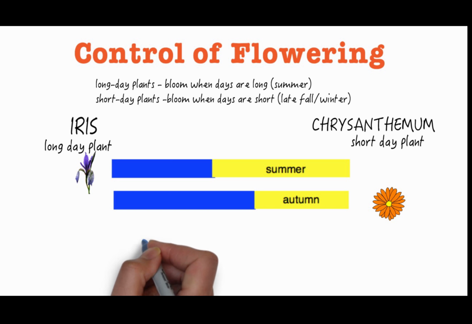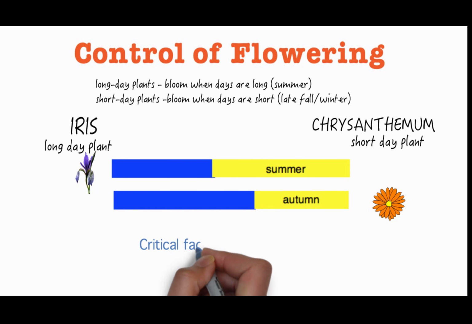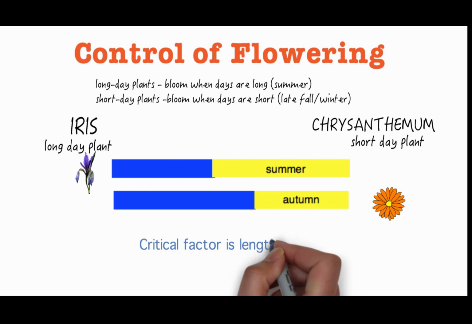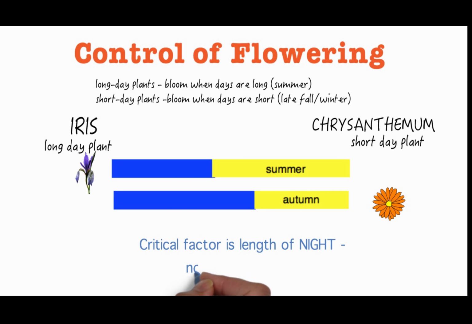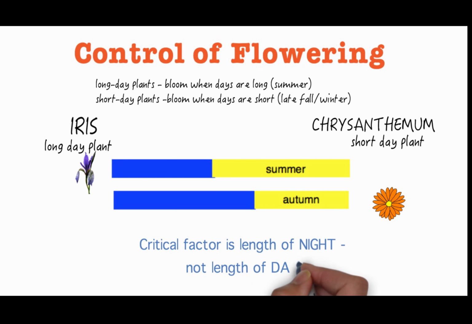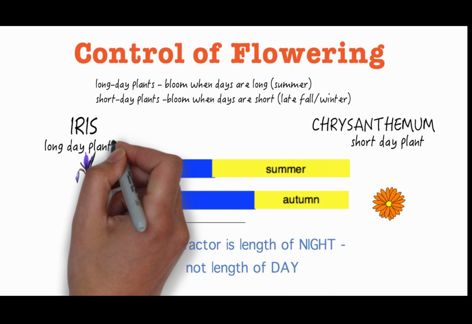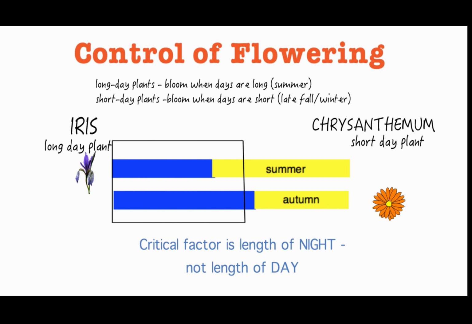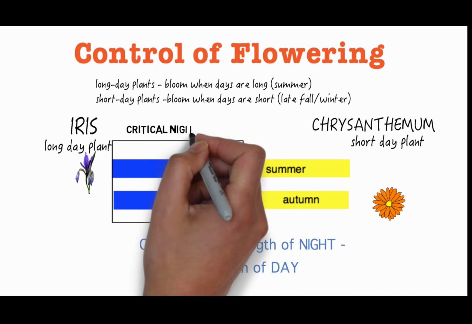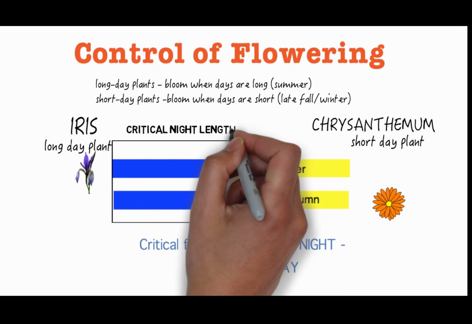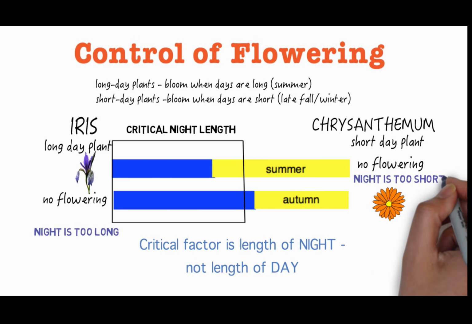The control of flowering is achieved through a process called photoperiodism. The critical factor is actually not the length of the day, but the length of the night, or the dark period. This is shown here. This box represents the critical night period. You'll see that when the night is longer than a certain length, your long day plant does not flower because the night is too long. In a short day plant, when the night is too short, flowering does not occur.